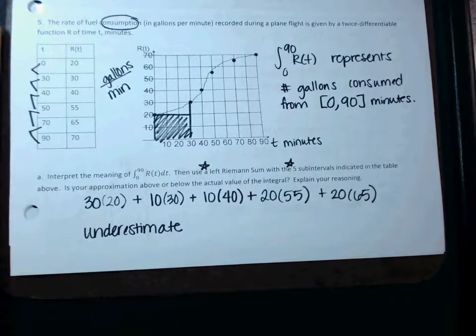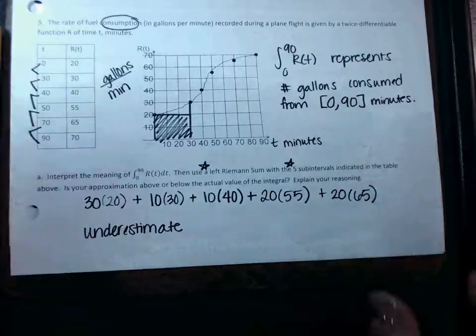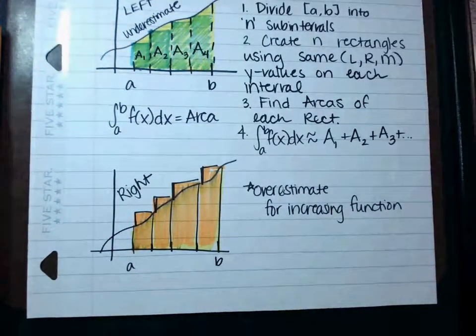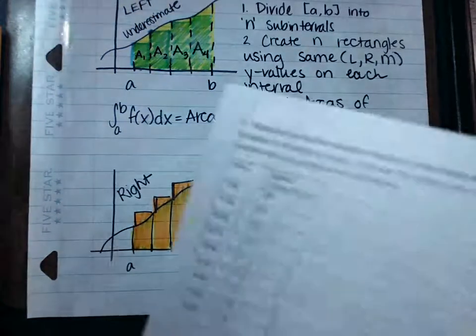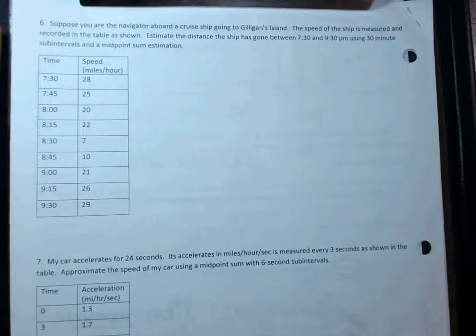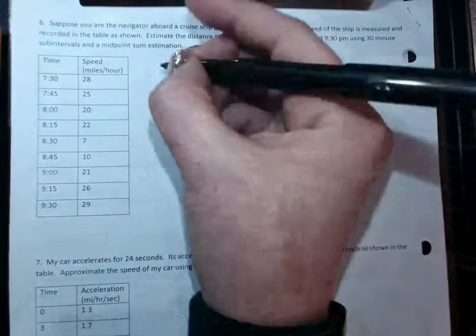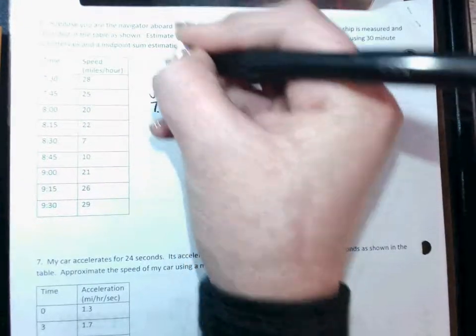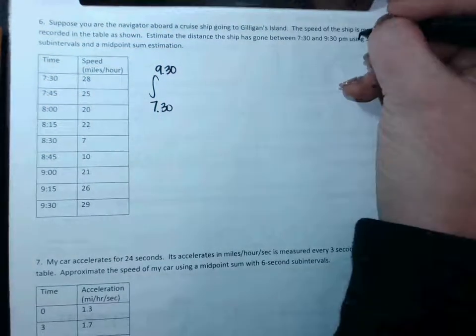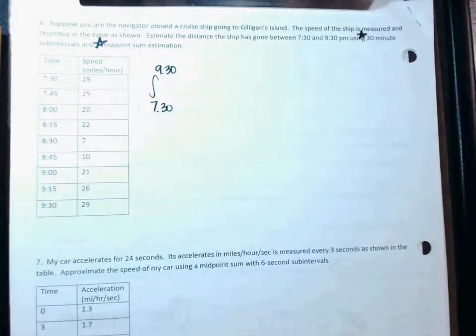Alright, turn the page, let's do one more off the back. Let's do this first one right here. This one's another midpoint. So it says, suppose you're a navigator aboard a cruise ship going to Gilligan's Island. Okay, the speed of the ship is measured and recorded in the table. Estimate the distance it's gone from 7:30 to 9:30, using 30-minute subintervals and using a midpoint sum.